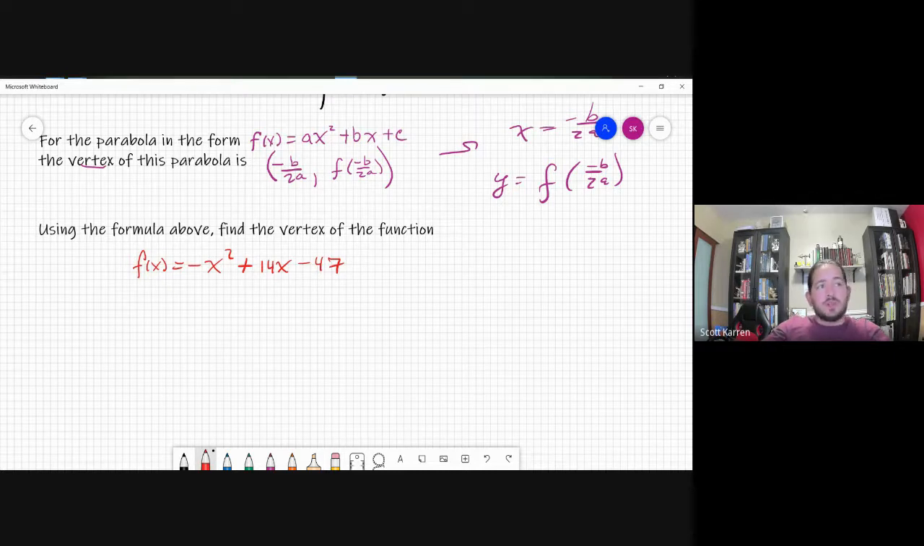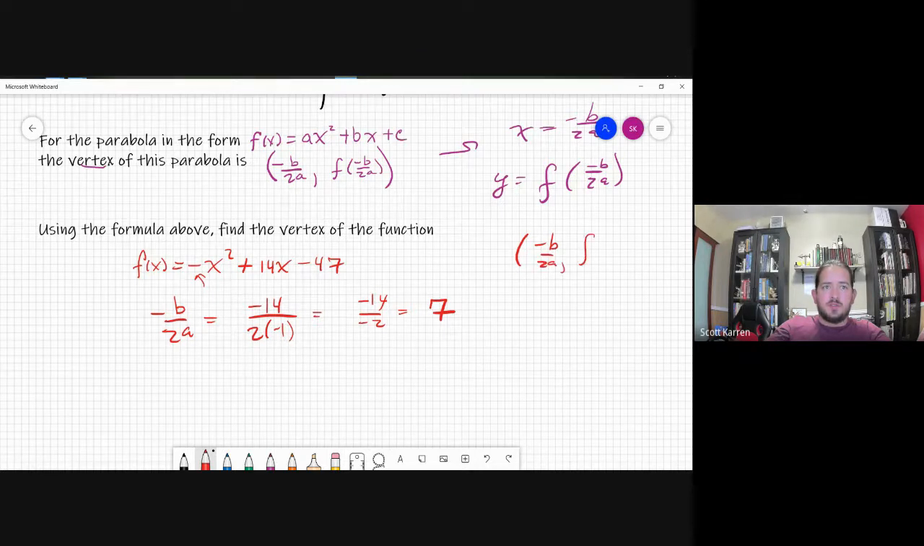And this 47 doesn't really matter, because if I take negative b over 2a, negative b is negative 14. A is negative 1 because of the negative there, so just negative 1. But this ends up just being negative 14 over negative 2, but that is just a positive 7, right? So in this, we're looking for negative b over 2a, comma, the function evaluated at negative b over 2a. This 7 is the x component of that vertex, right? To find the y value, I just take and evaluate f at 7.